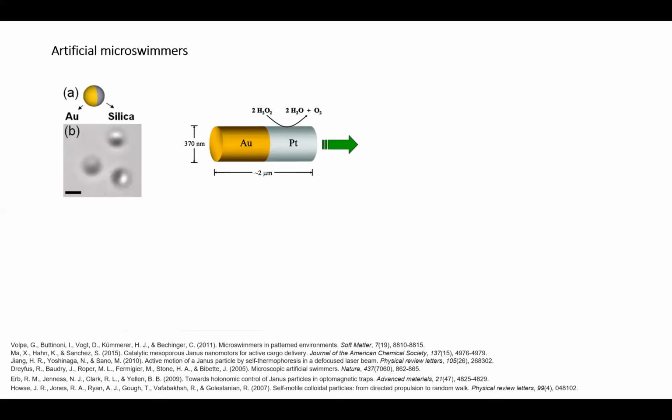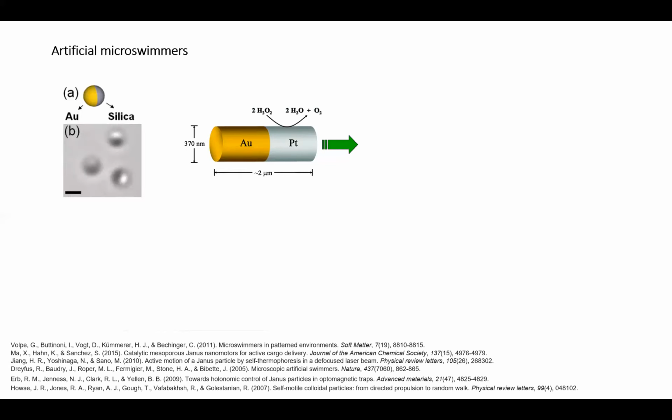And there is also another, chemical way people have done it. It's a similar kind of approach, where we have a cylindrical particle, and half of the particle is coated by gold and half of the particle is coated by platinum.